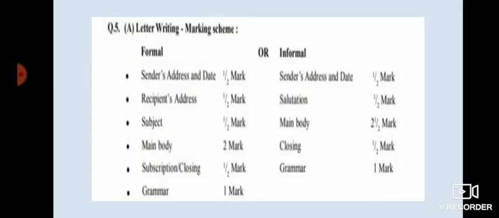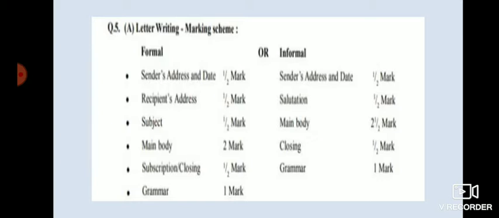And informal letters, we can write to our relatives. For example, our father, mother, sister, brother, friend also. This is called an informal letter. So the letter writing will be for 5 marks, formal or informal. You have to choose any one letter, means you can write formal or informal. In the question paper both letter writings will be given. For example, a formal letter will be given, an informal letter will be given. You have to choose any one of the both.